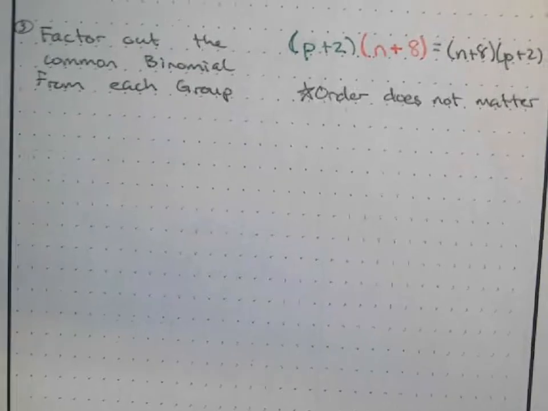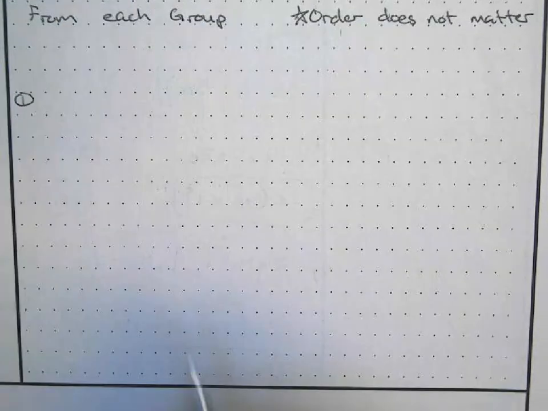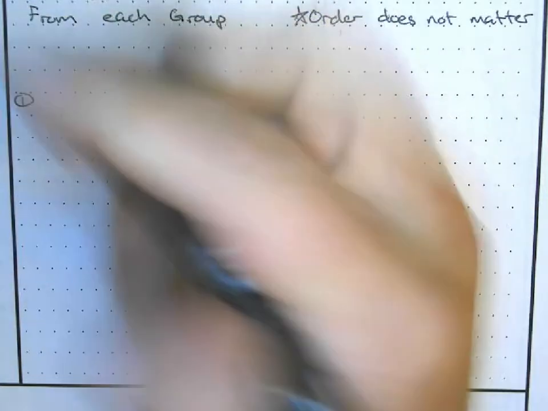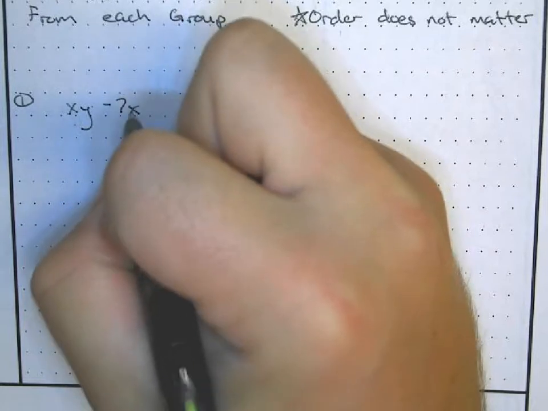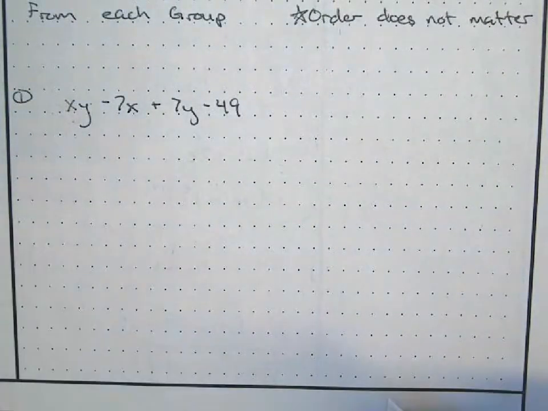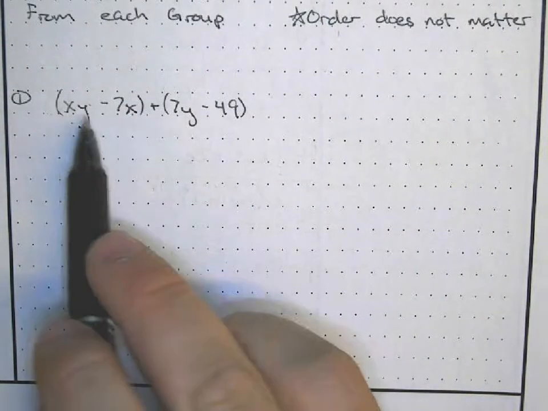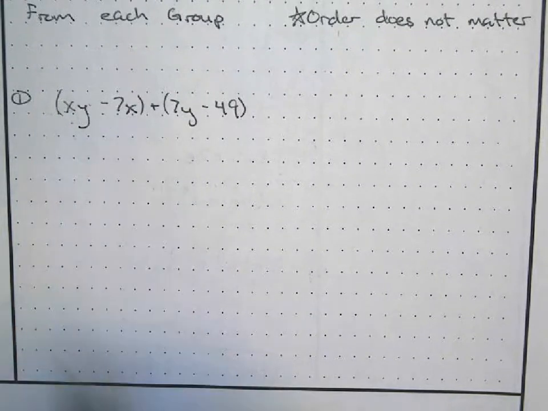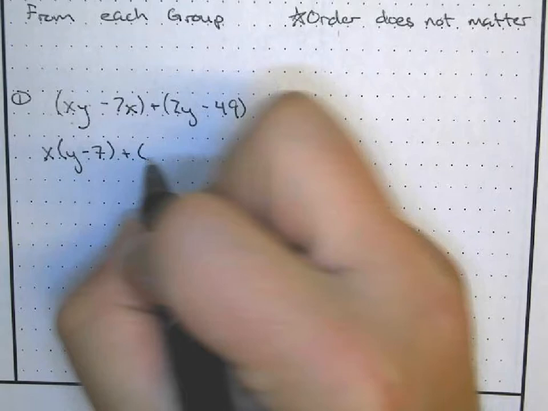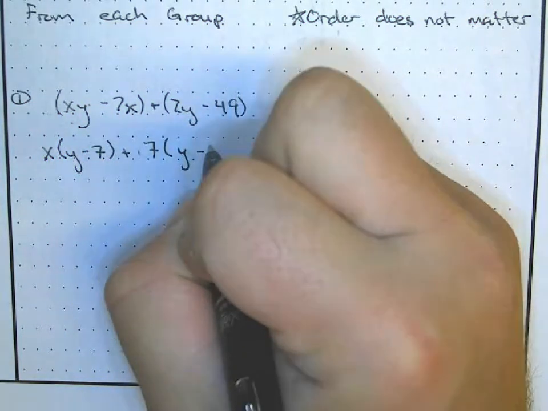Okay, so let's try some more examples. I'm just going to follow my steps. First step is split into two groups using parentheses, like so. And then my next step is to identify a term I can factor out from each group. This group I can factor out an x. And when I do so, I'm left with y minus 7. In this group, I can factor out a 7. And when I do that, I'm left with y minus 7.